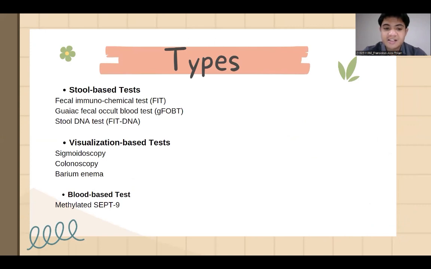For the stool-based test, it includes fecal immunochemical test, guaiac fecal occult blood test, and also stool DNA test. For the visualization-based test, the examples are sigmoidoscopy, colonoscopy, and also barium enema. And last, we have a blood-based test, with the example being methylated SEPT9.